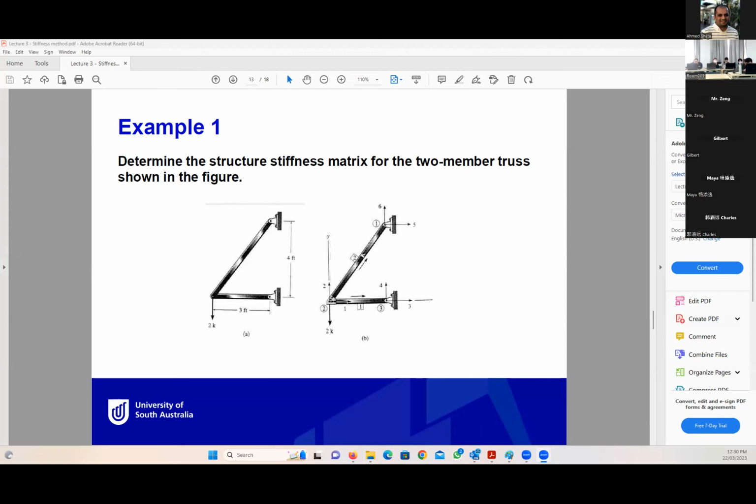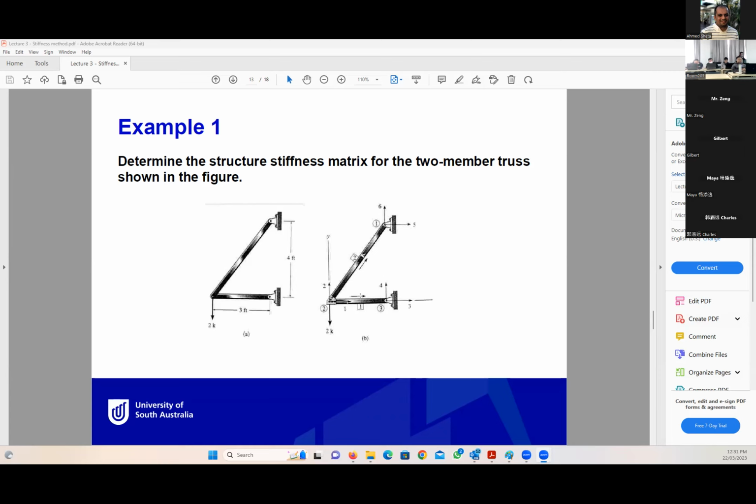So for this example, we need to construct the global stiffness matrix for this truss. This truss consists of two elements, member 1 and member 2. Member 1 starts from node 2 and ends at node 3. The degrees of freedom at node 1 are 1, 2, 3, 4. Member 2 is an inclined member starting at node 2 and ending at node 1. The degrees of freedom for member 2 are 1, 2 at node 2, and 5, 6 at node 1.